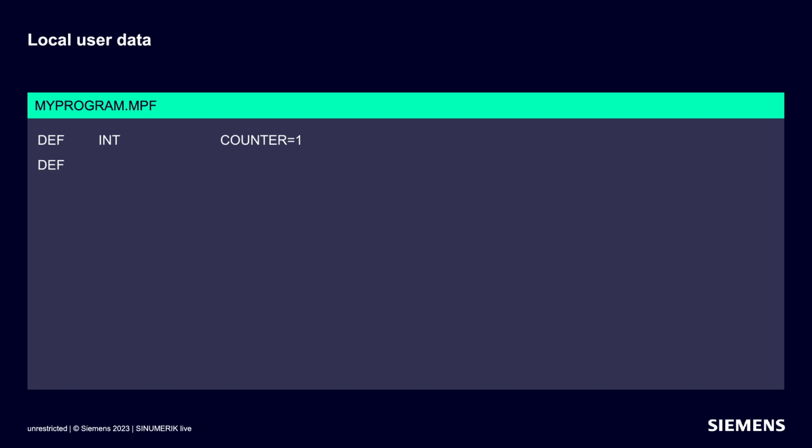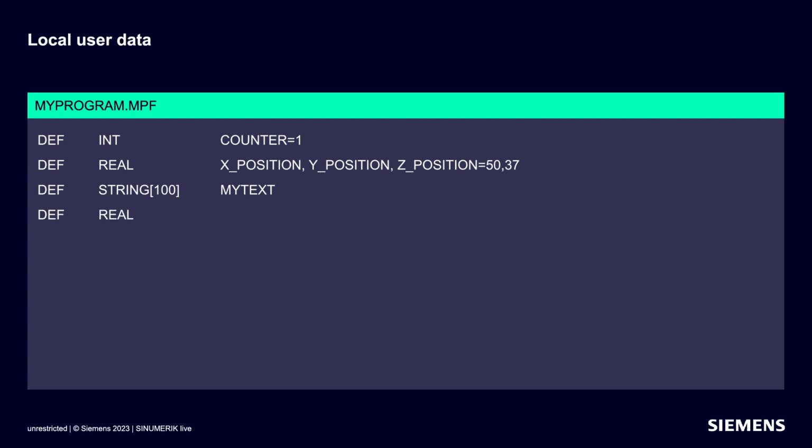Let's move on to the next definition. This time, it's a floating point number with the name xposition. Incidentally, you can define multiple variables of the same type in one CNC block. Now let's create a string variable with the size of 100 characters. And now a real variable.